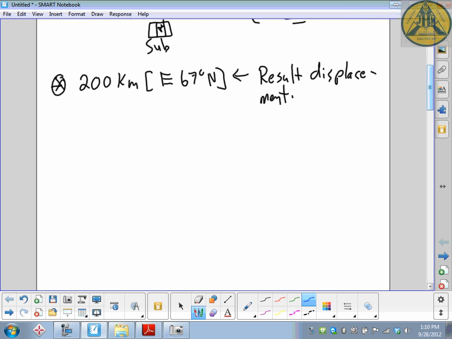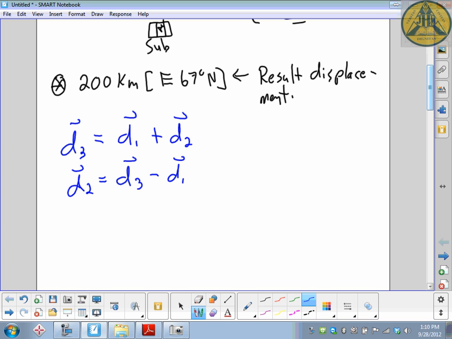So vectorially, D3, the resultant displacement, is its initial displacement plus the displacement it has to go to get to its endpoint. Rearranging, like we have in other problems, it'll be the resultant position, subtract the initial position. That'll make sense. Where you want to end up, minus where you started, tells you where you need to go.